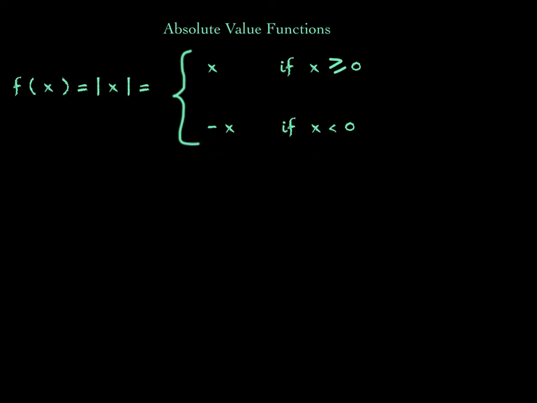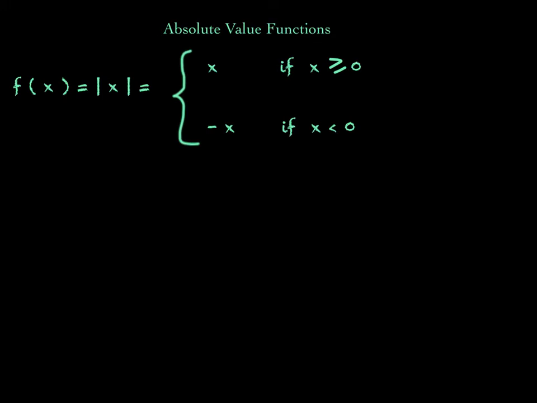Now, geometrically speaking, the absolute value of a real number is its distance from zero on the number line. So as a result, the absolute value of a real number is never negative. The absolute value of a real number is always positive because it's defined to be distance. So the absolute value of a number is always greater than or equal to zero.